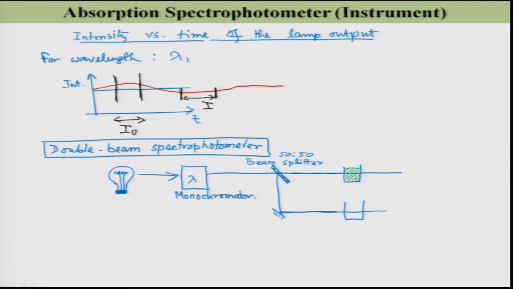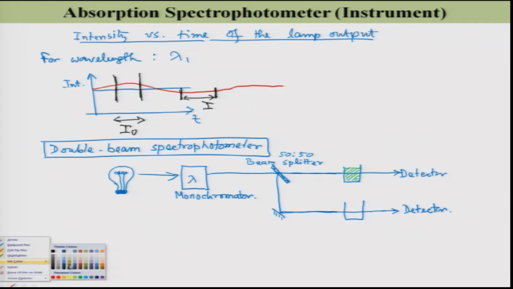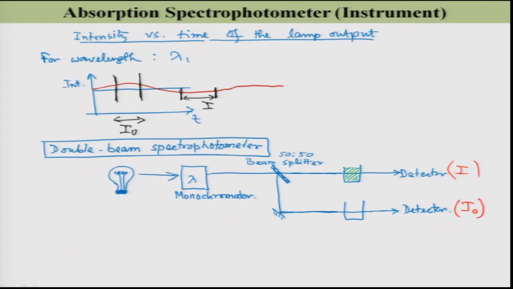So, if I now use a detector over here, this is one detector, and this is another detector. Then in this detector I am going to measure I, and at the other detector I am going to measure I 0, that is it. And now I can take log I 0 by I and get the A. But here also there is some problem.